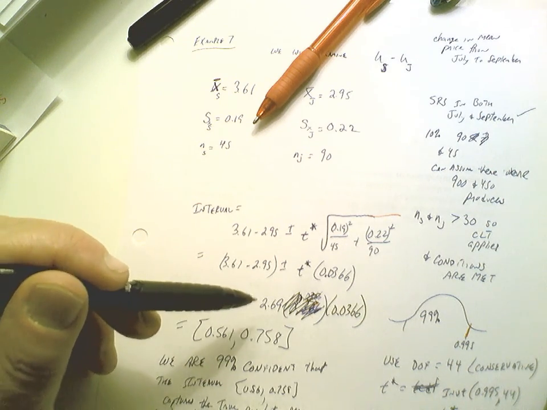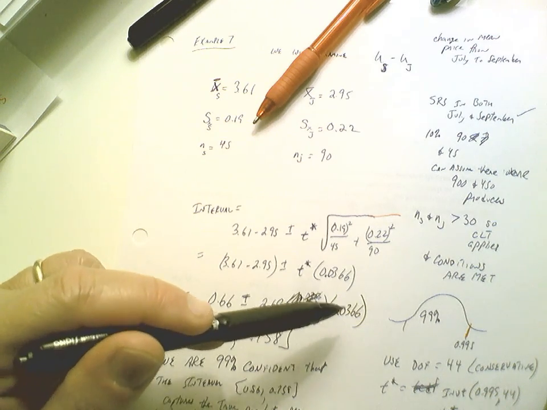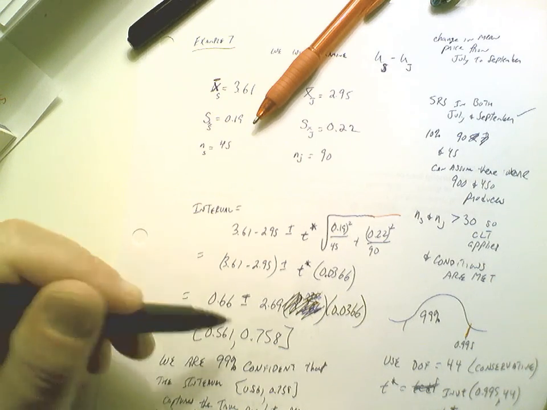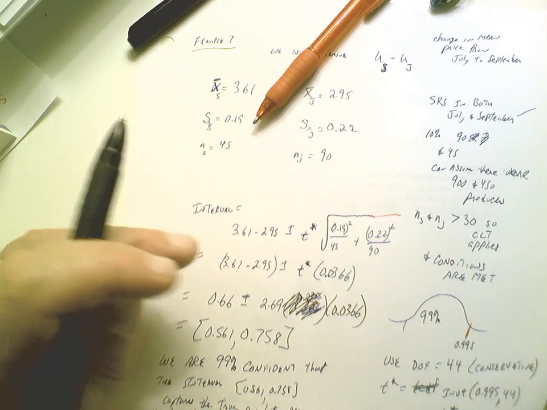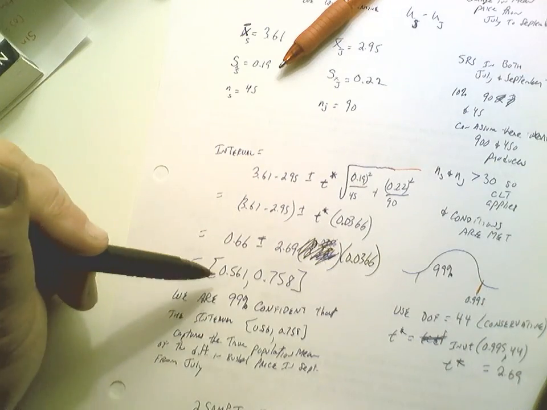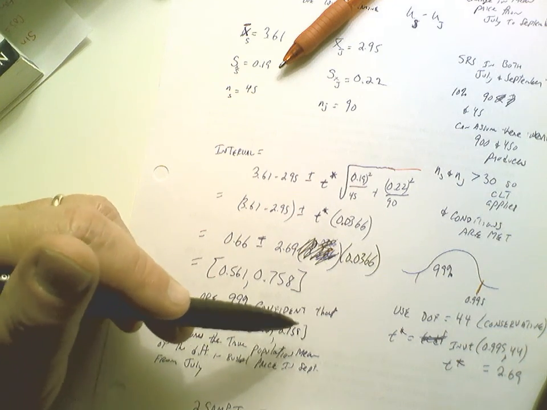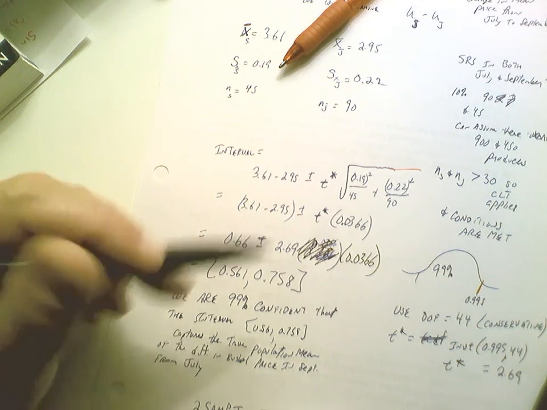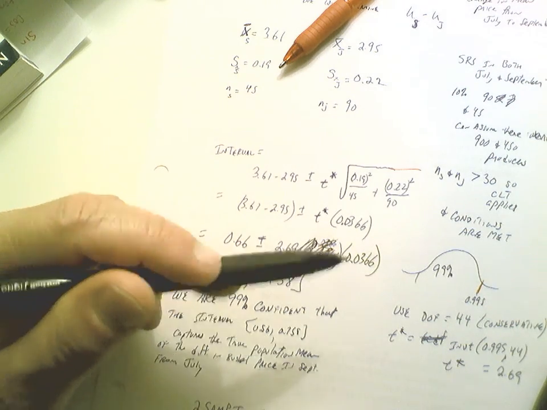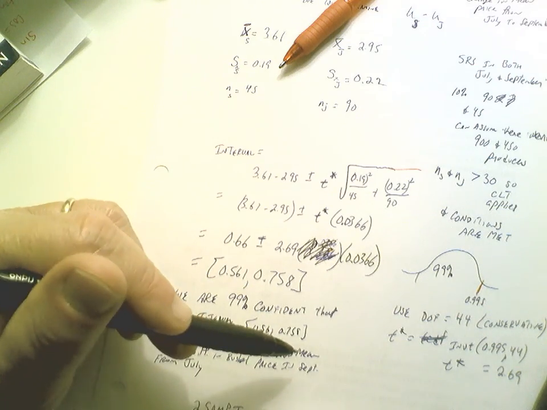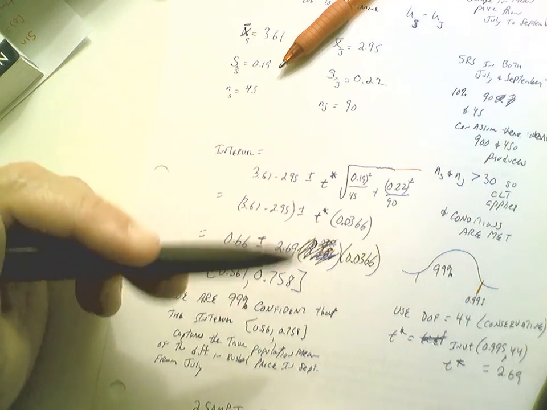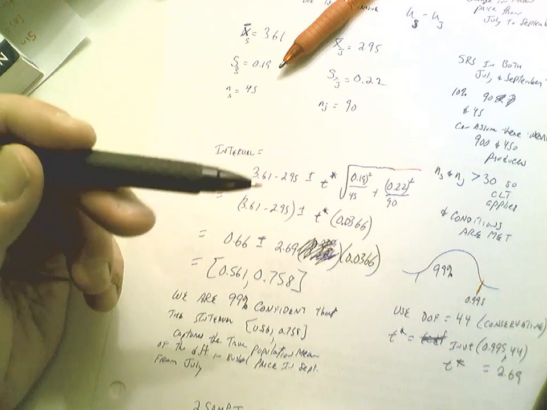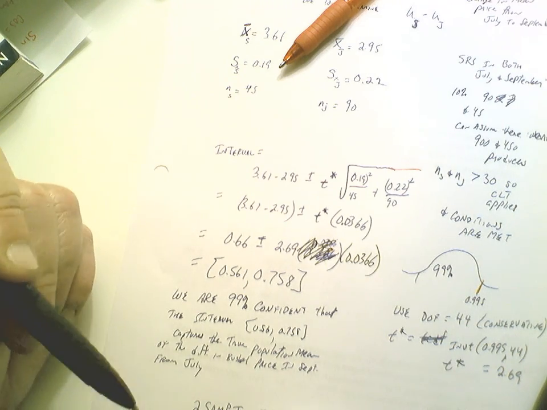0.66 plus or minus 2.69 times 0.0366. And what does that give me for my interval? The values are from 0.561 to 0.758. I'm 99% confident that the interval 0.561 to 0.758 captures the true mean for the difference in bushel price means in September versus July. So I can see what the difference is. I know that's a positive difference. I'm 99% confident of that fact based on the numbers that I'm seeing.